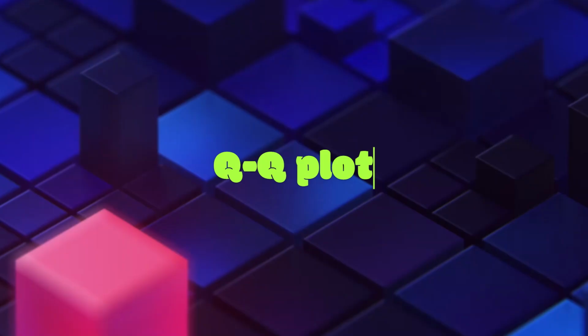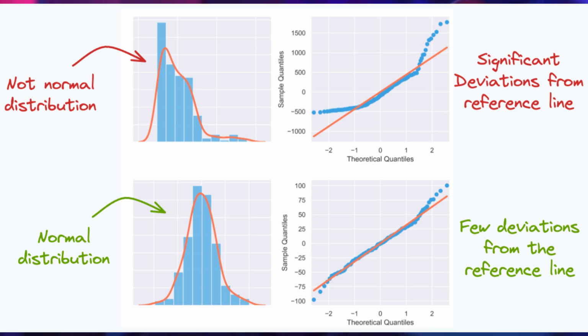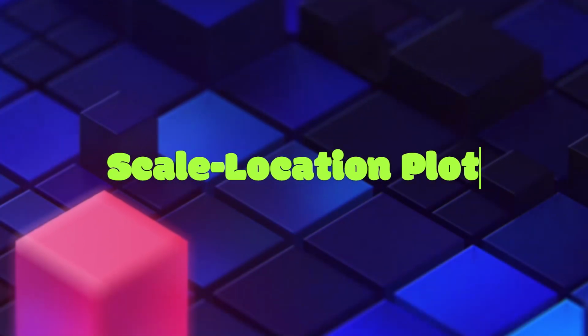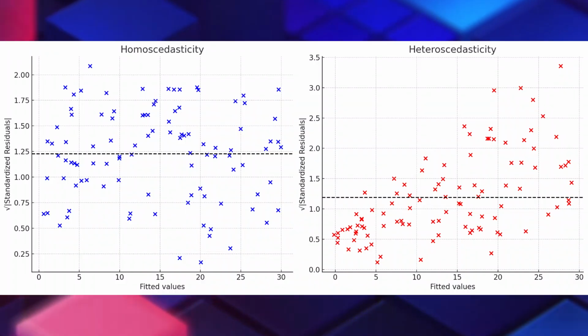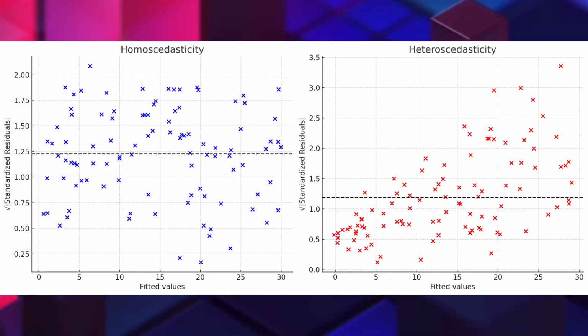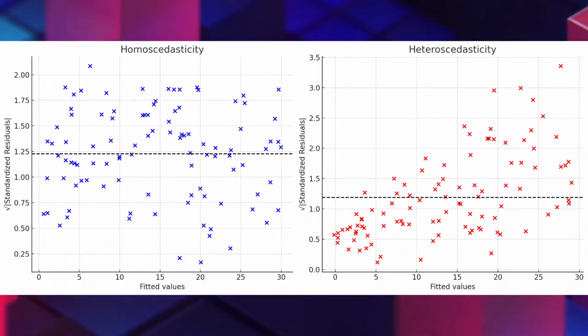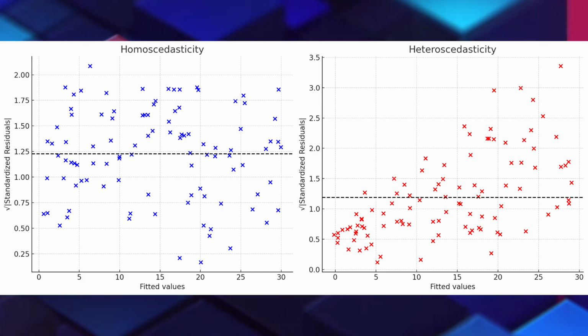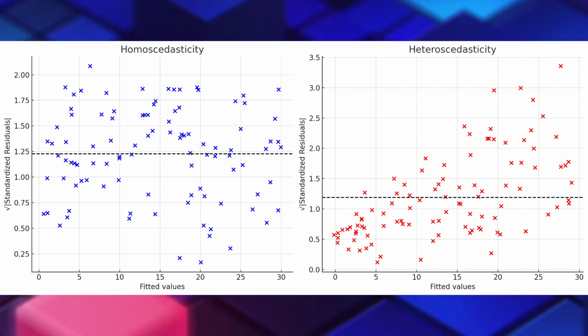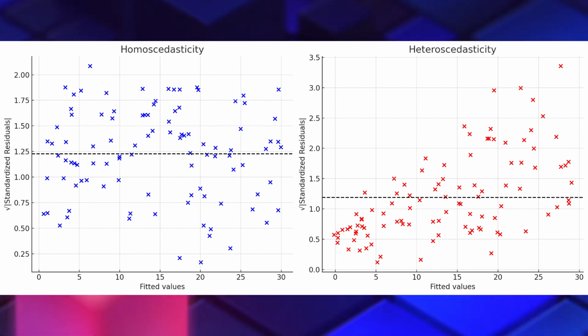Our second diagnostic plot is the QQ plot. The QQ plot compares the distribution of residuals to a normal distribution. The points should follow a straight line, hence suggesting that the residuals are approximately normally distributed. Our third diagnostic plot is the scale location plot. This plot shows the square root of standardized residuals versus the fitted values. It's used to check for homoscedasticity. A horizontal line with equally spread points is ideal, else we shall suspect heteroscedasticity.